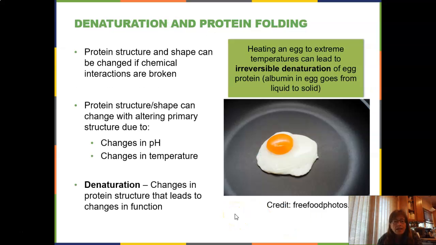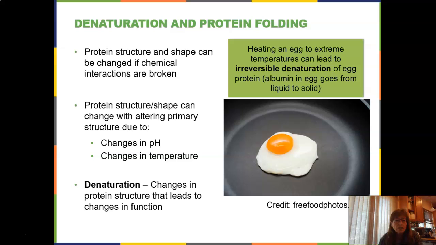The last thing to mention on this, so ideally everything works perfectly. We get the right amino acids in the sequence, we get the right secondary structure, we get the tertiary structure, and then in some cases we'll get the quaternary structure. And then voila, what we have is a protein. And that protein is going to be able to do lots of different things.